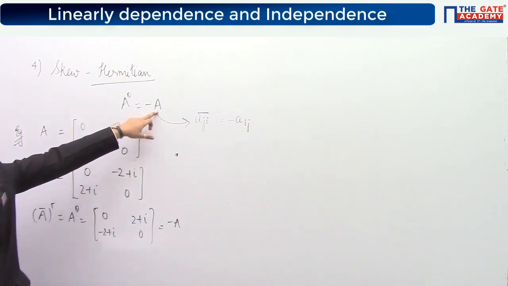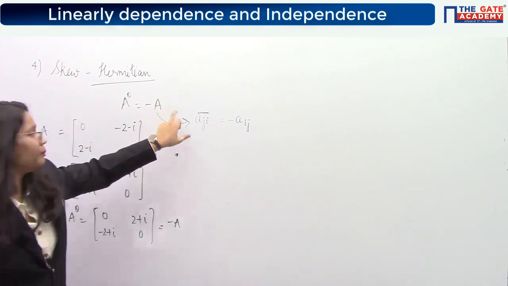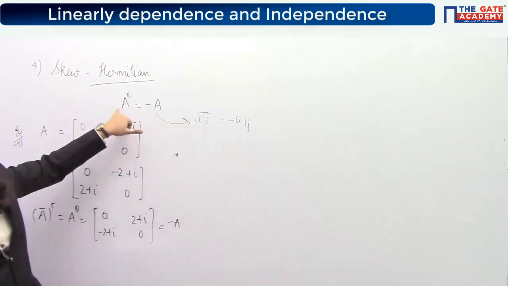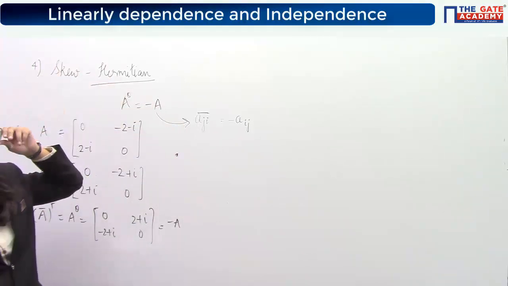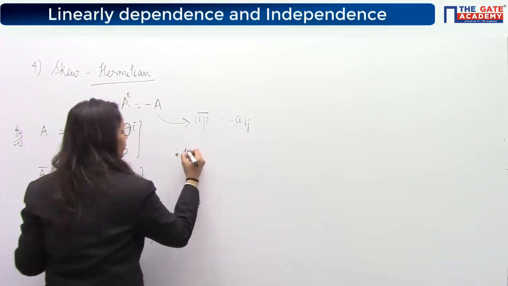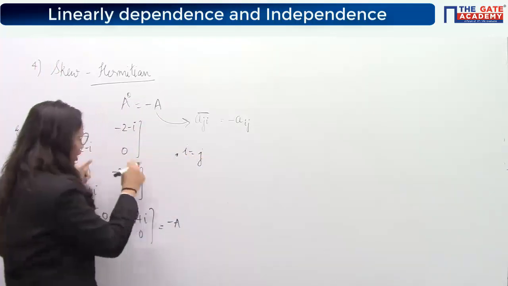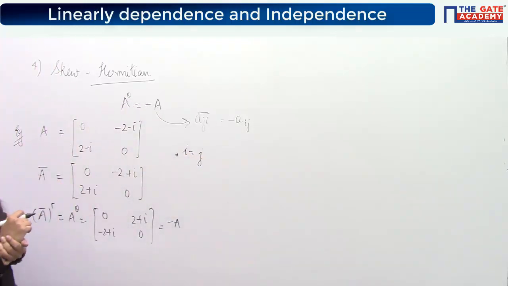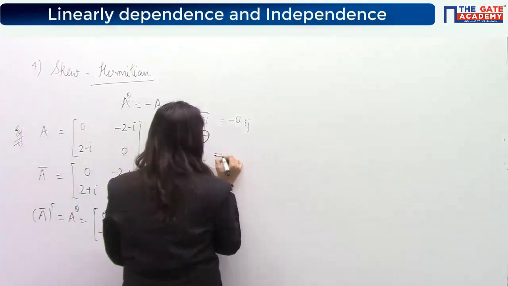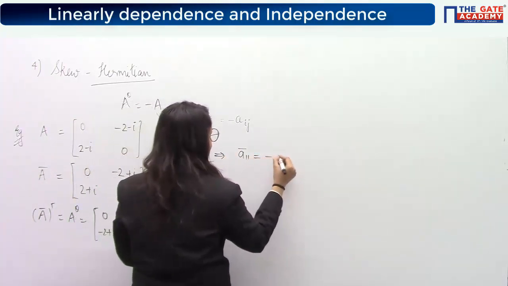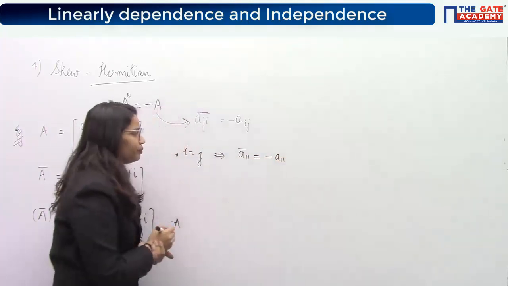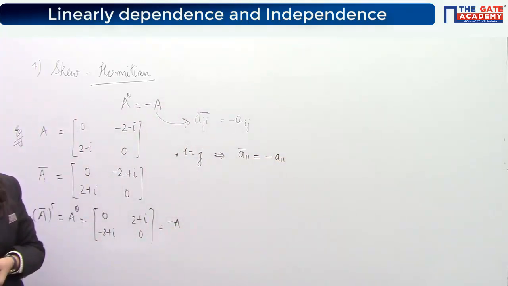If for the elements of A, this element is Aij, then A theta will have the corresponding element as Aji conjugate. Yes, very good. So now when i becomes equal to j, that means the diagonal elements, what will happen? This will tell you that A11 conjugate is equal to minus A11.